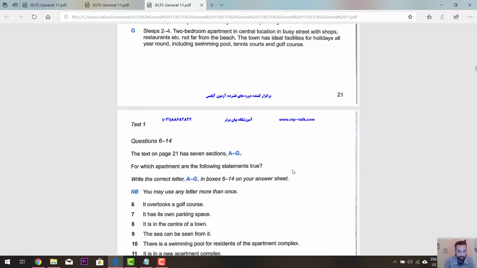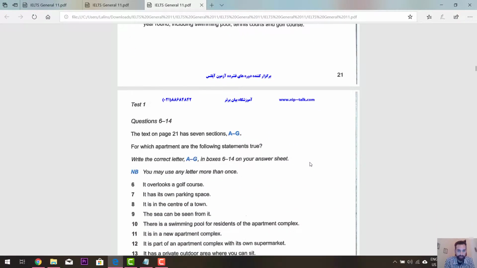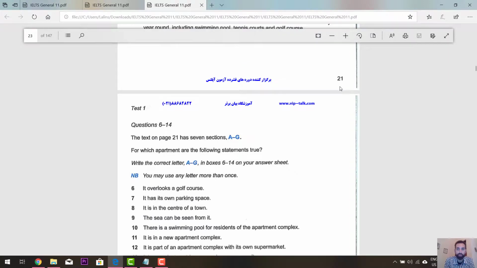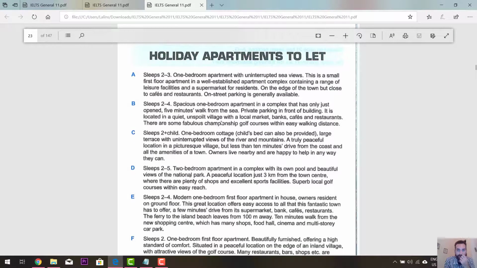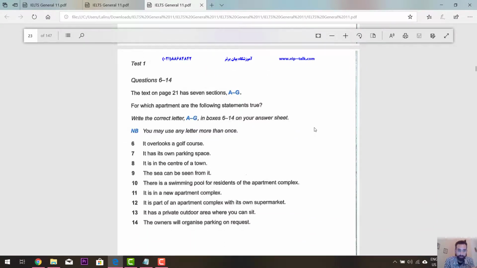Now, what else has been mentioned? Center of the town. Let's see. In a complex that's only just open, 5 minutes walk from the sea. I think that was mentioned. The sea can be seen from it. No, that's talking about a walk from the sea, not that it can be seen. See, does this mention uninterrupted sea views? Oh, uninterrupted sea views. The sea can be seen from it.